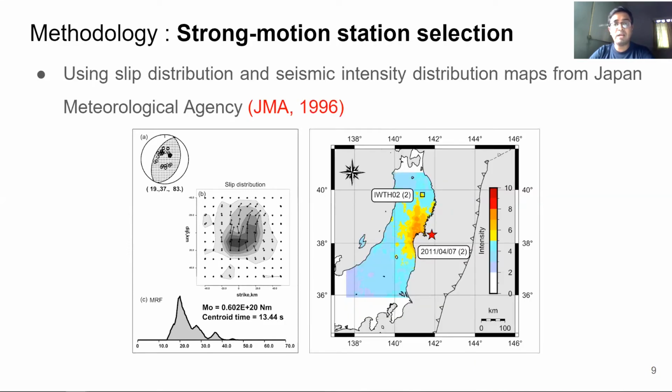The dominant strike of the Japan Trench provides a crucial starting point in the selection of stations for strong motion analysis. Stations approximately orthogonal to the strike give optimal results. We utilize the slip distribution generated from waveform inversion, shown in the figure on the left, to obtain the station's desirable azimuth. In addition to this, we also employ seismic intensity distribution maps from the Japan Meteorological Agency, or JMA, to select station locations that observe high seismic intensity. The figure on the right shows the event and the corresponding station plotted over the shake map, a shaking intensity map from the United States Geological Survey, or USGS.